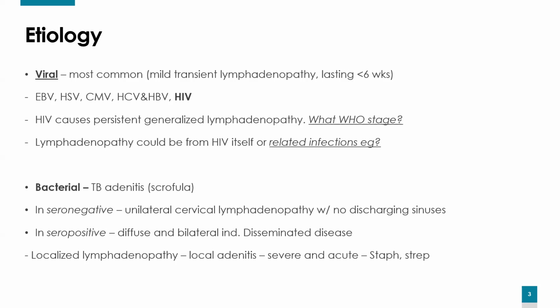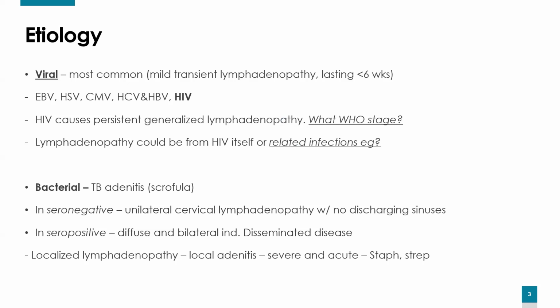So in seronegative, what type of lymphadenopathy do you expect? In a normal non-HIV person, expect unilateral cervical lymphadenopathy with no discharging sinuses. So you find them on one side, mostly the cervical region. And as you'll see, a lot of lymphadenopathy usually occurs in the neck region, the cervical region, going down, then to the axilla, simply because there are a lot of openings in your nose and your mouth, so those lymph nodes are easily accessible by pathogens. So that's what you expect in seronegative.